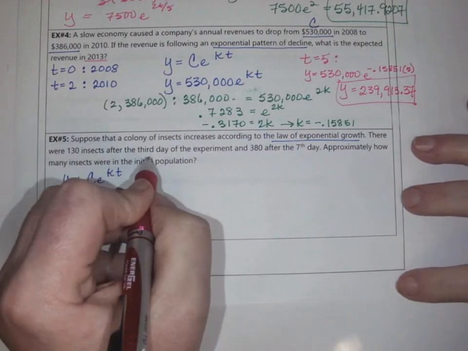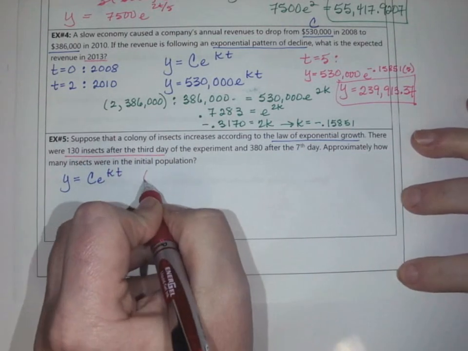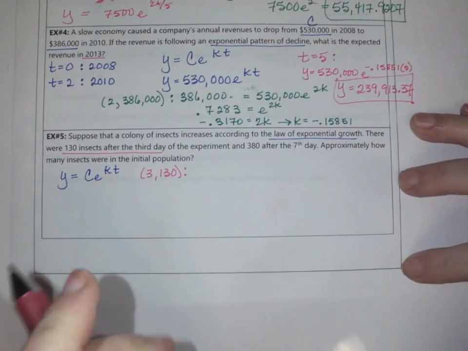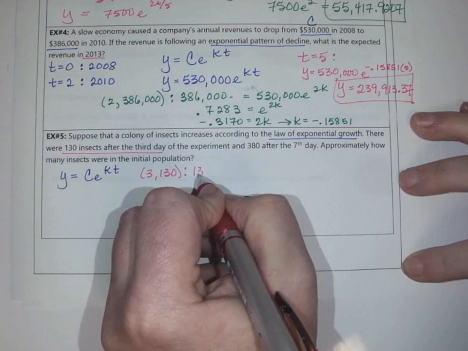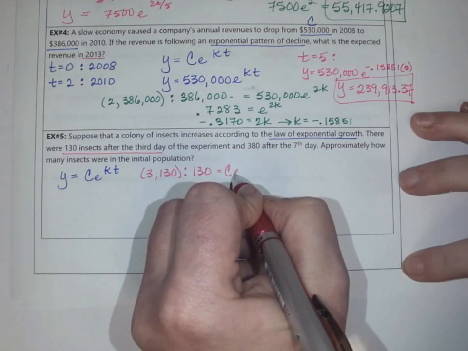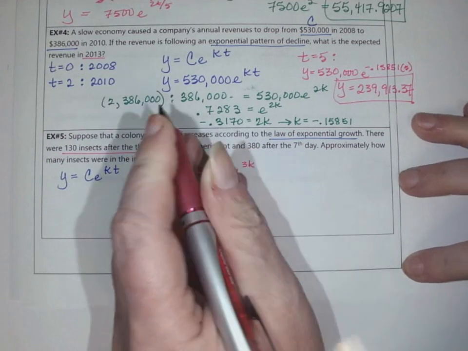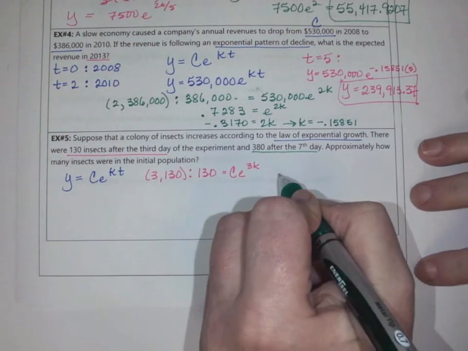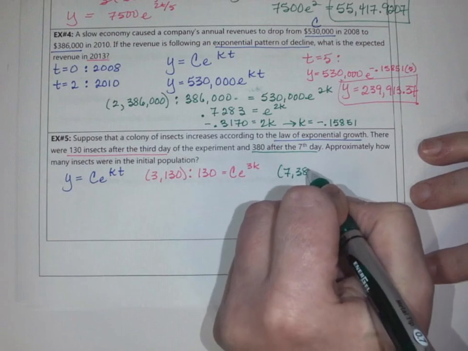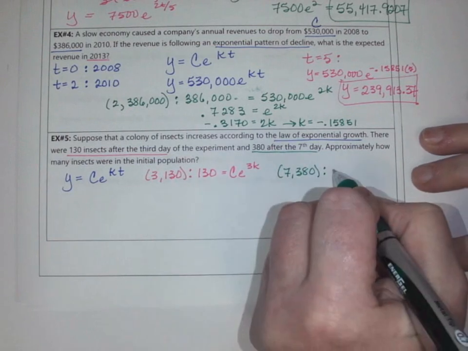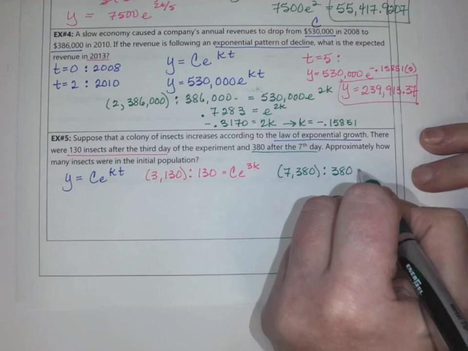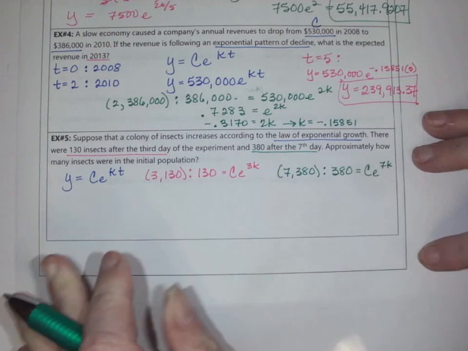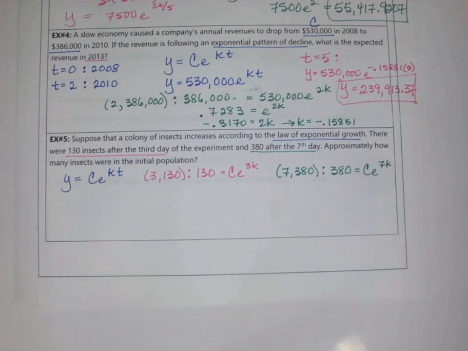So we know on the 3rd day there were 130 insects. So that would be this situation. So if I plug into my equation, I would have 130 is equal to c e to the 3k. On the 7th day, there were 380. So that would be 380 is equal to c e to the 7k. So now we have a system to solve.